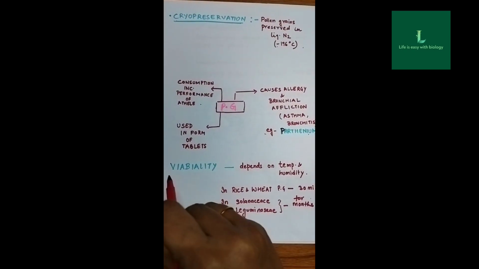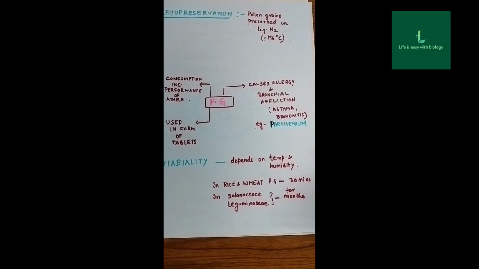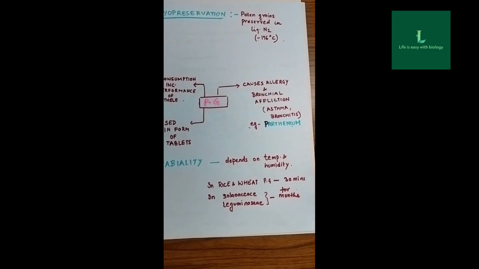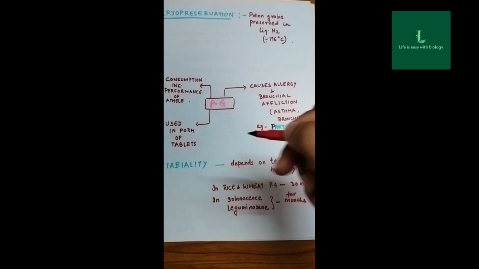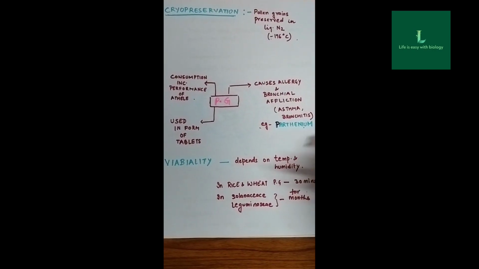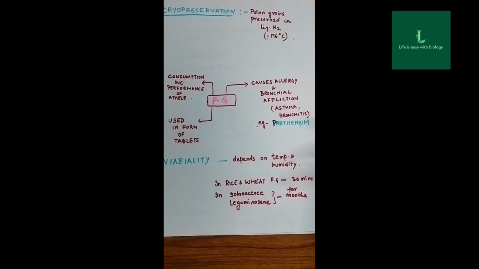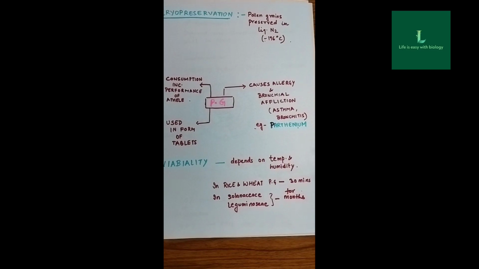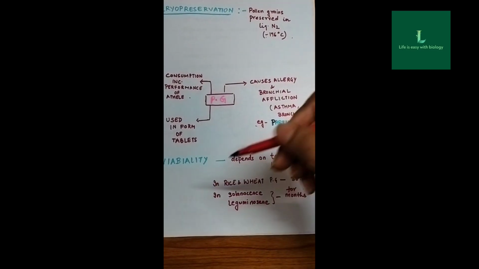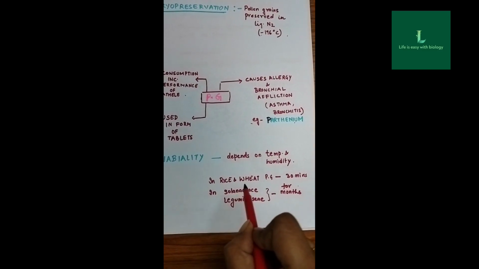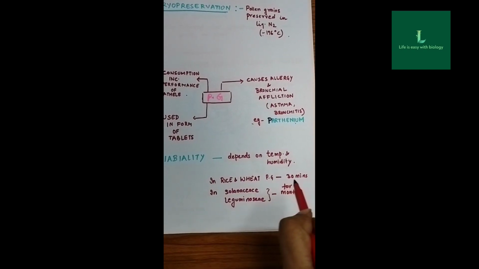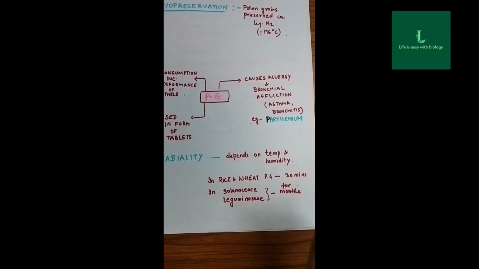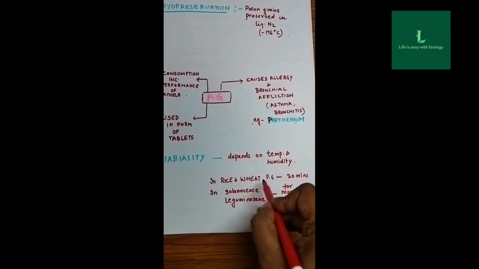Now students, viability. Next is for how much time the pollen grains remain viable. Viable means for how long they remain effective, or alive. This depends upon the temperature and the humidity of the place. The viability of the pollen grain depends upon temperature and humidity. For example, in rice and wheat, these are cereals, pollen grains remain viable for 30 minutes. For 30 minutes pollen grains remain effective in cereals like rice and wheat.